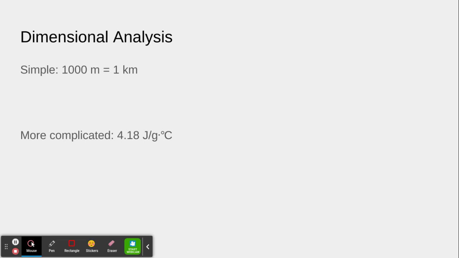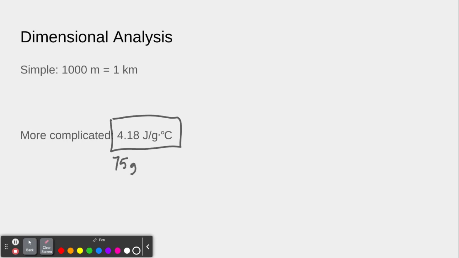Let me give you an example. Here is a number, 4.18 joules per gram degree Celsius. This is called the heat capacity of water. Has anyone studied heat capacity before? A couple people. Okay, if you have 75 grams of water and you want to raise that water, you're going to put it on a stovetop or a campfire, leave it in the sun. You want to raise the temperature of the water by 15 degrees Celsius. How much energy do you need?